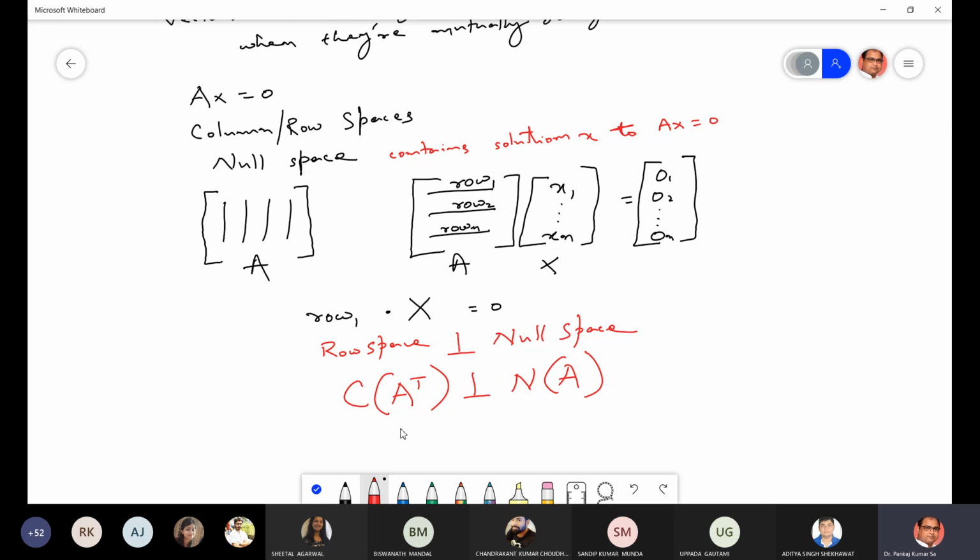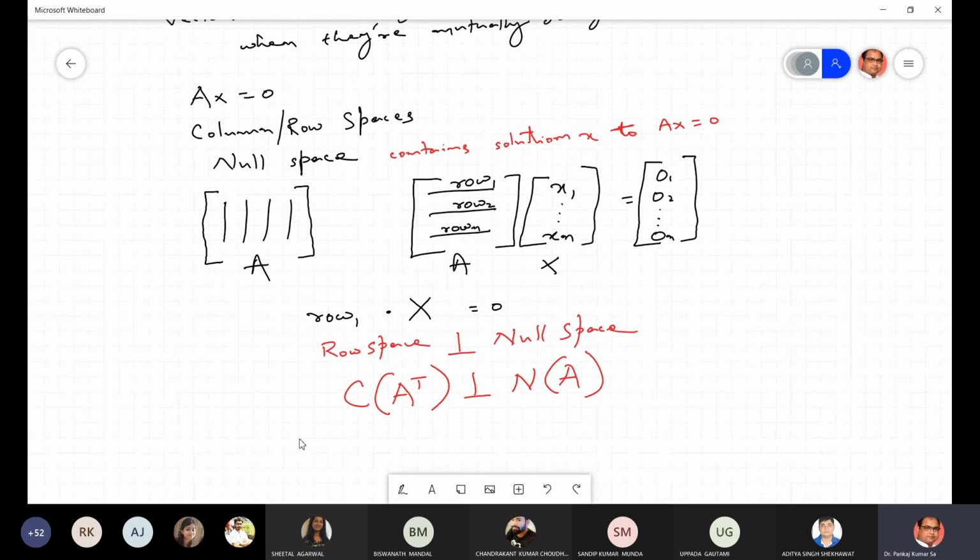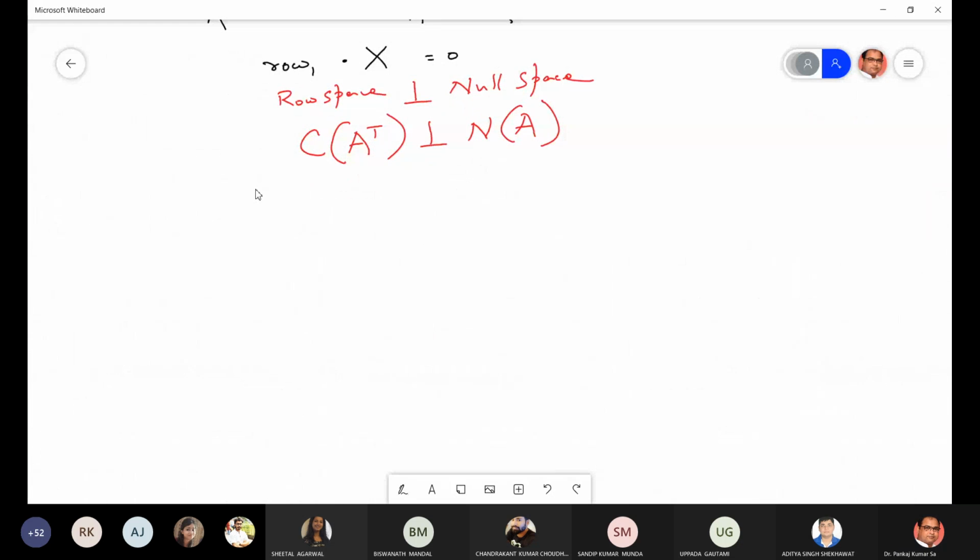Yeah, one more thing about this orthogonal. This orthogonal has, they are being utilized quite a lot.